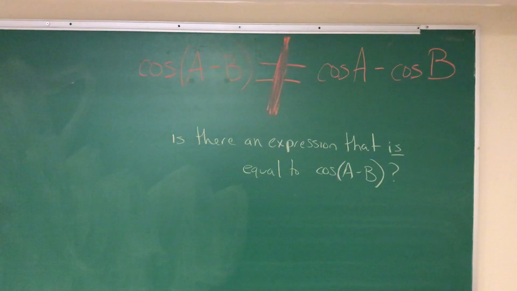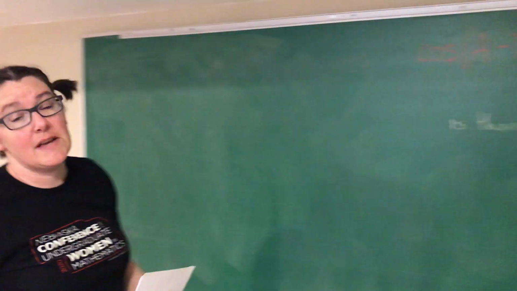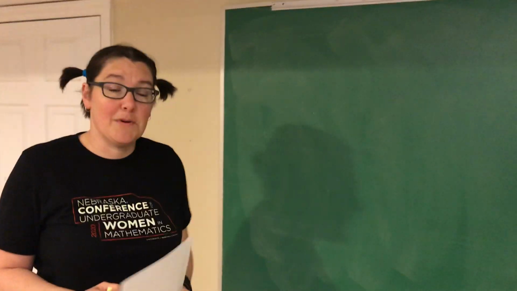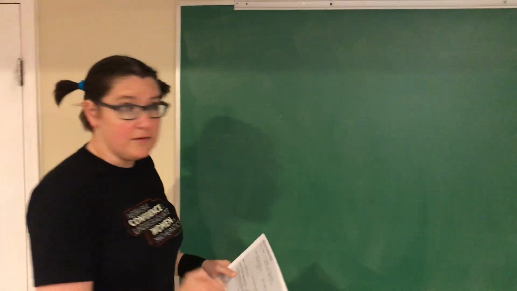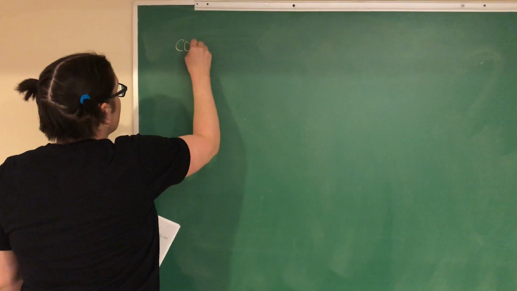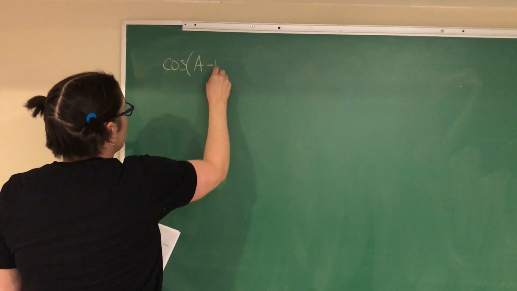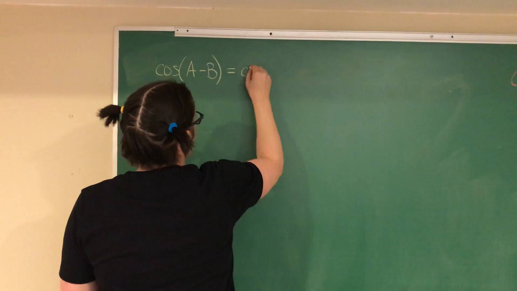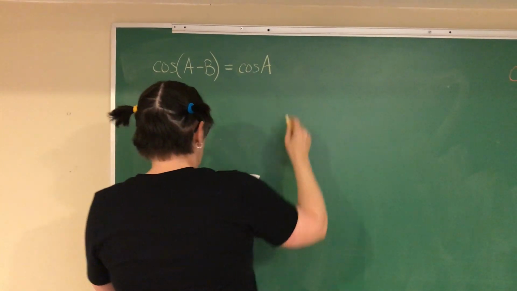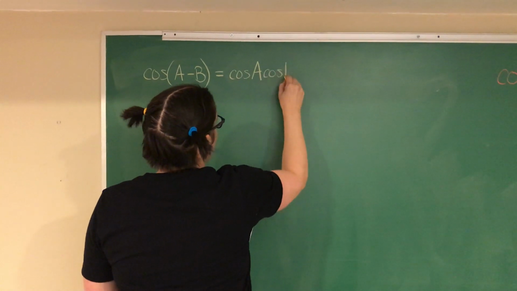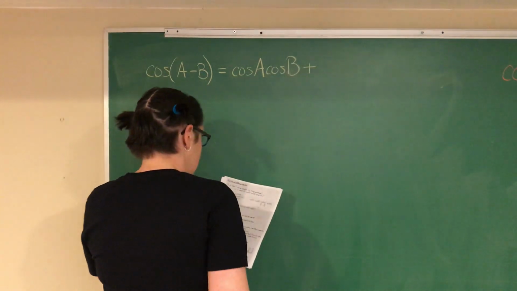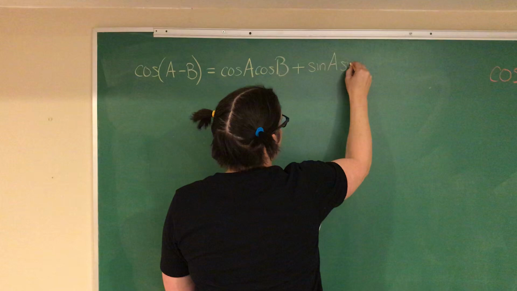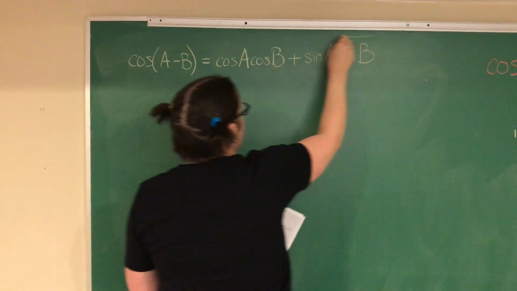All right, so the question is, is there an expression that is equal to cosine of A minus B? The answer is yes, and I'm going to tell you what that expression is. Here it is. Cosine of A minus B is equal to the cosine of A times the cosine of B plus sine of A times sine of B.